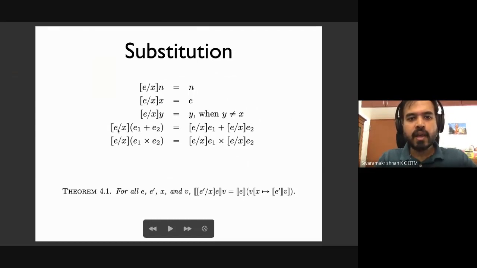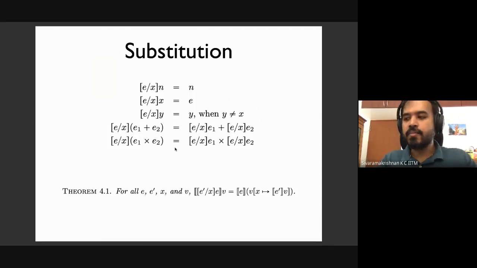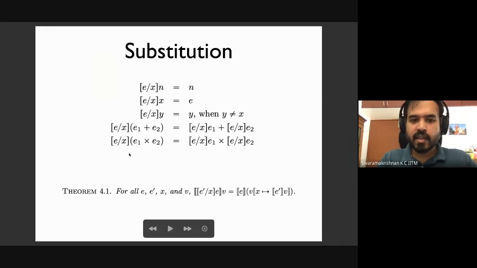In these two cases, when you have addition or multiplication, you simply recursively do the substitution on the subexpressions, right? And you get the same thing over here. Okay, so this is substitution. We've seen substitution in the previous class. This is the same thing. We also have substitution for minus here in the Coq code, but that's not represented here, but that's okay. But what can we say about the substitution, right?